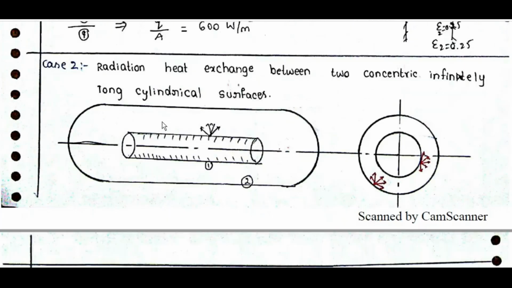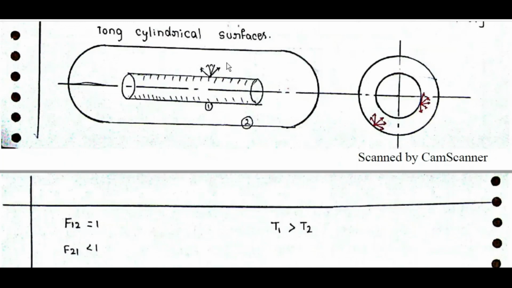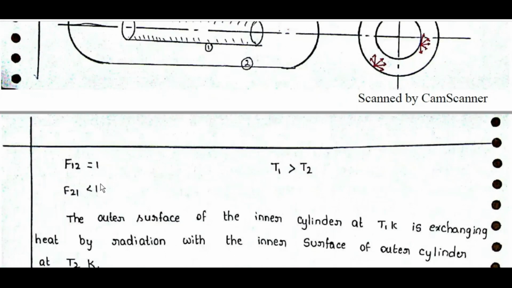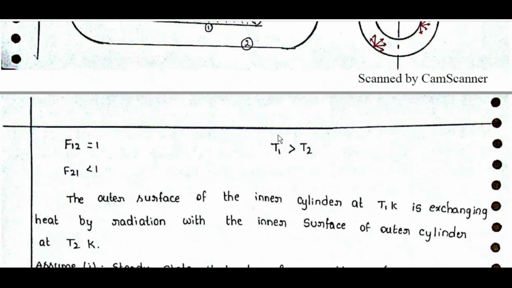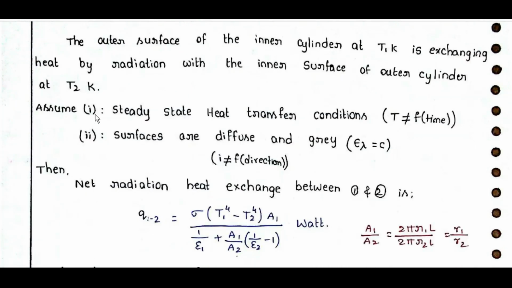Case 2: radiation heat exchange between two concentric infinitely long cylindrical surfaces. F12 is equal to 1, T1 greater than T2, F21 less than 1. The outer surface of the inner cylinder at T1 Kelvin is exchanging heat by radiation with the inner surface of the outer cylinder at T2 Kelvin. Assume steady state heat transfer conditions, T not equal to a function of time. Surfaces are diffuse and gray, epsilon lambda is equal to constant, not a function of direction.